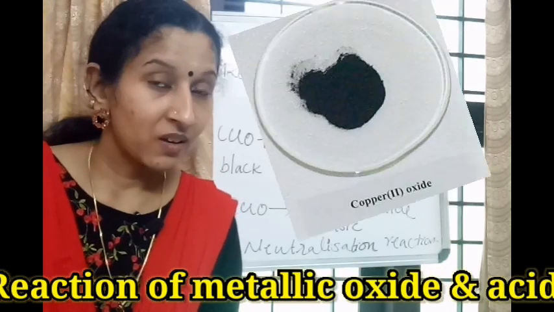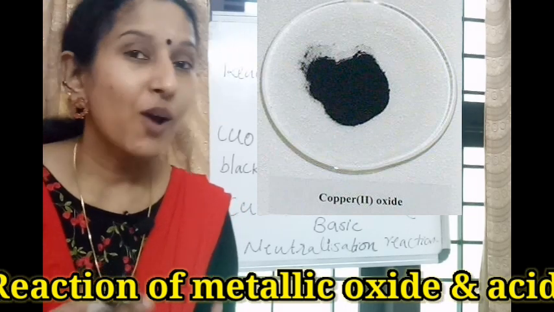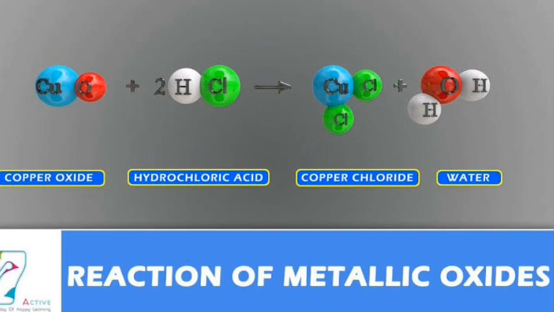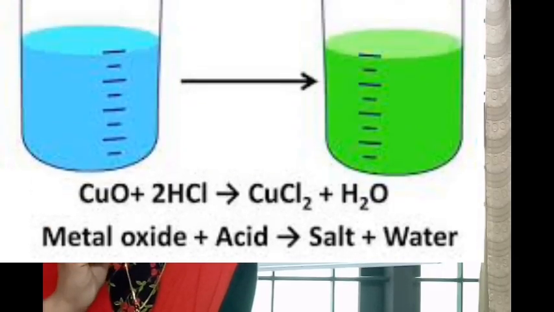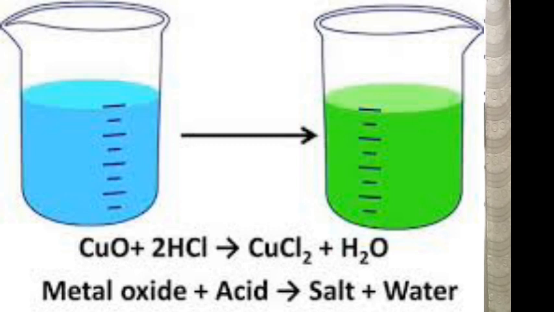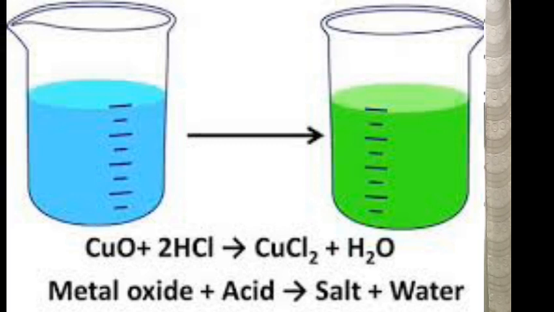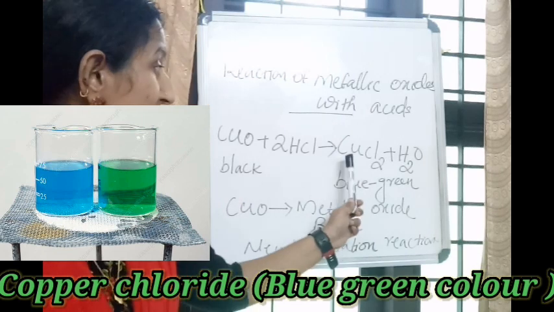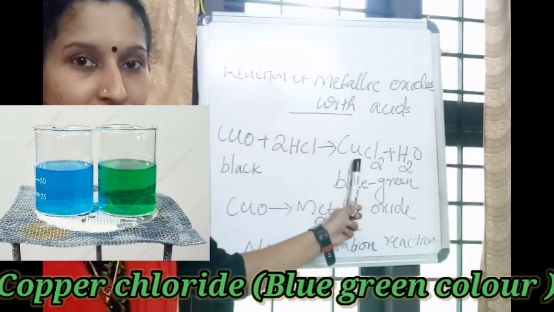Let me ask you one thing. What is the color of copper oxide? Copper oxide is black in color. On mixing black copper oxide with hydrochloric acid, it turns blue-green in color. The formation of the blue-green color is due to the presence of copper chloride.